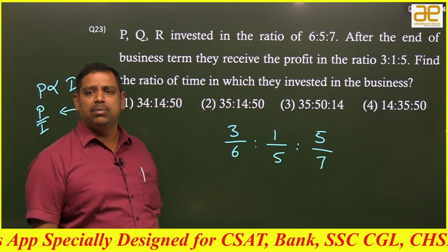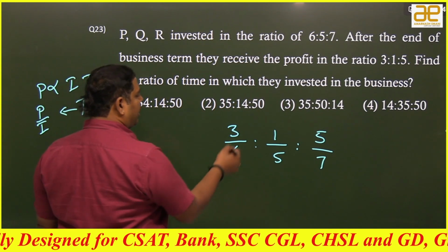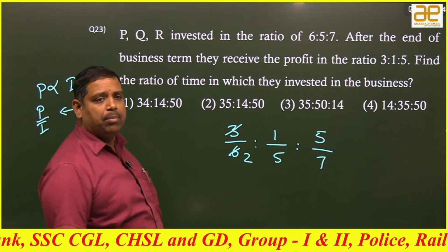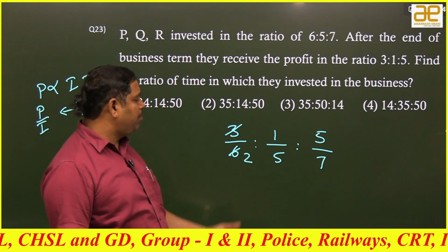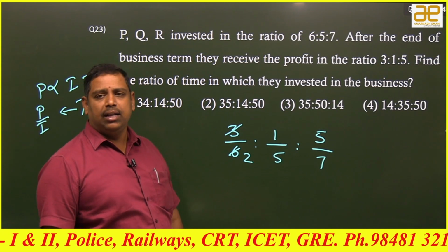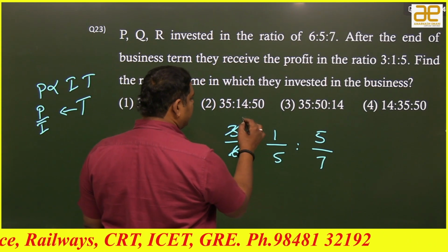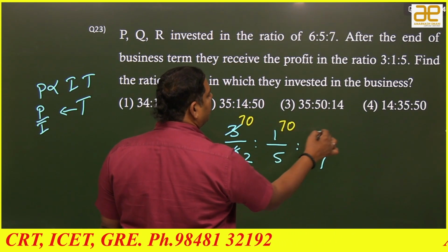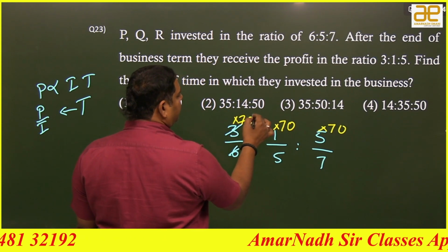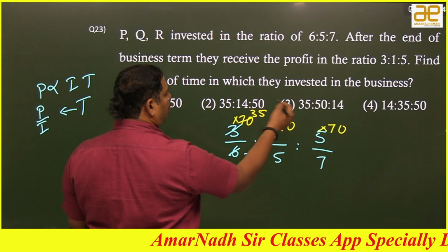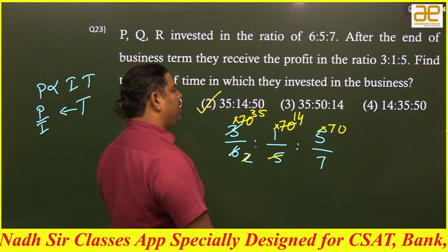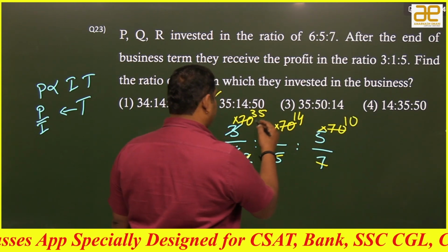Ratio of the time in which they invested in the business, right? So happily easiest question. Cancel with the 3: 3 1s, 3 2s. And now 2, 5, 7. We have to go with the LCM and we have to multiply, right? 2, 5, 7 are all co-primes to each other. Then happily multiplication is the LCM. If I multiply 2, 5, 7, it will be 70. Each number, if I multiply with the same number, the value doesn't alter. So I am multiplying with 70 to each one. So 2 1s, 2 35s. With the 35, we have two options. 5 1s, 5 14s. We have only one option called 35:14. Or else you can go with the next one also. 7 1s, 7 10s. So happily 35:14.